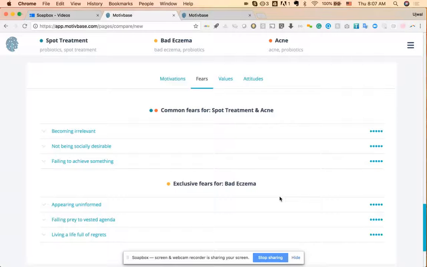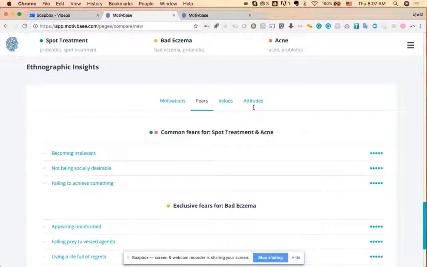And then, of course, you can explore the fears that drive them, the values that drive them. This is also interesting because the fears around spot treatment and acne are actually the same. So that might also tell you that acne can be a secondary focus for the brand, and the primary focus can be more around spot treatments, or vice versa, depending on where there might be a match with your existing product portfolio and strategies and so on.